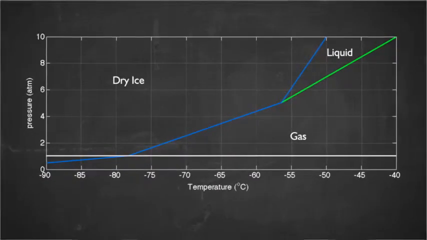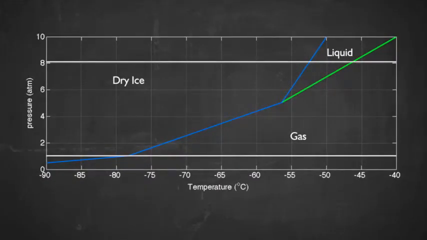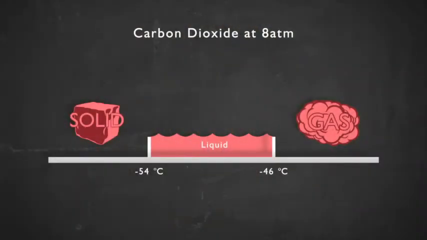And so there's a critical temperature where the material will transition from a solid to a liquid, and another temperature where it transitions from a liquid to a gas, just like we saw in water. And so we can demonstrate that again just in a one-dimensional phase diagram. So at around minus 54 degrees, carbon dioxide at 8 atmospheres transitions from a solid to a liquid, and at around 46 degrees, it transitions from a liquid to a gas. So in fact, the behavior of carbon dioxide doesn't look so different than that of water as long as you look at it in the right pressure range.